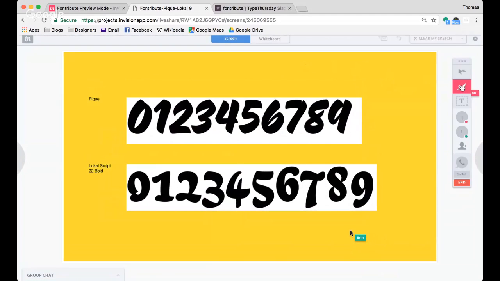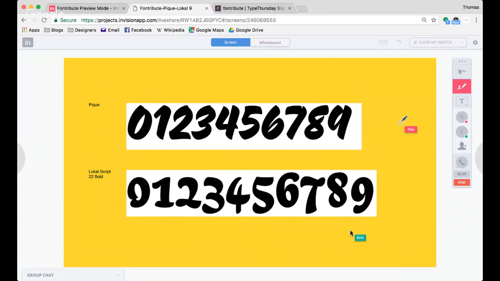Cool. So, numbers. Sometimes in our presentations we want to look at some other characters other than just the letters. I thought let's check out the numbers because I thought they were kind of interesting. Especially Local Script has a very unusual, kind of unconventional design. It makes me think of Walt Disney World. I don't know why. Is that a fair analysis?